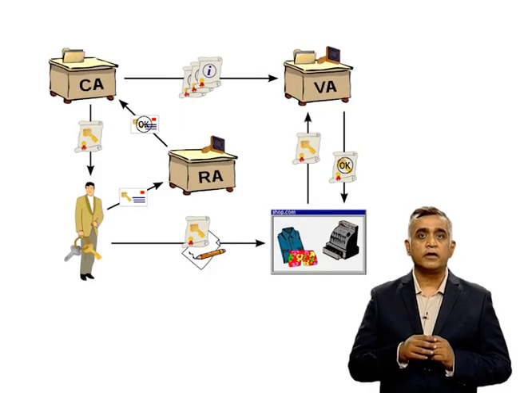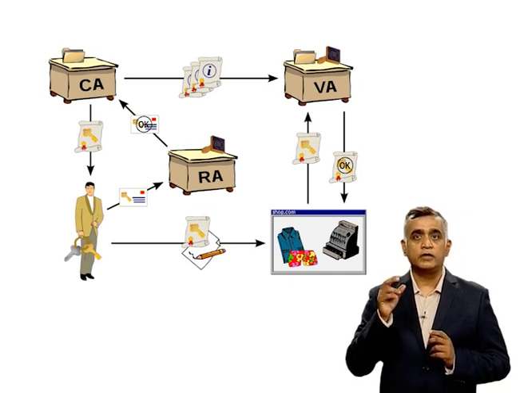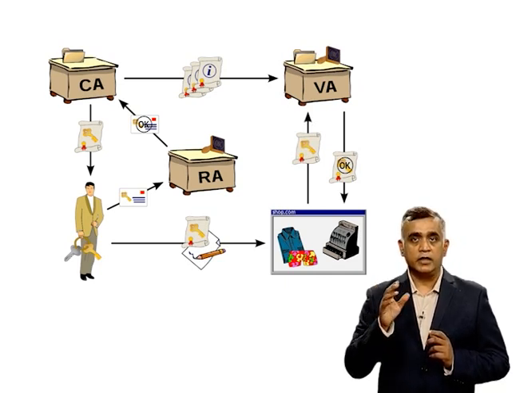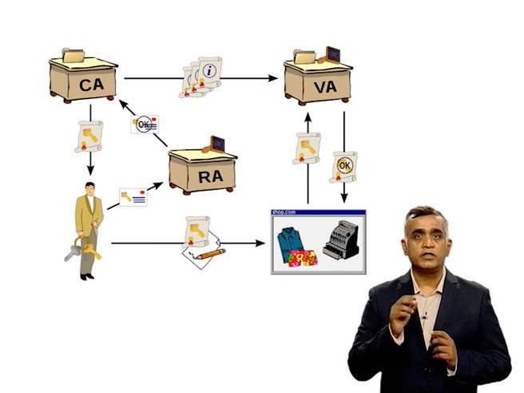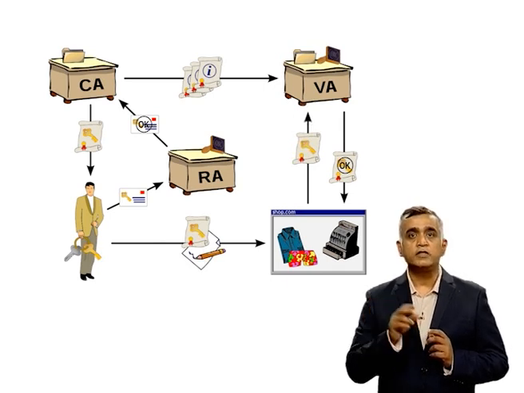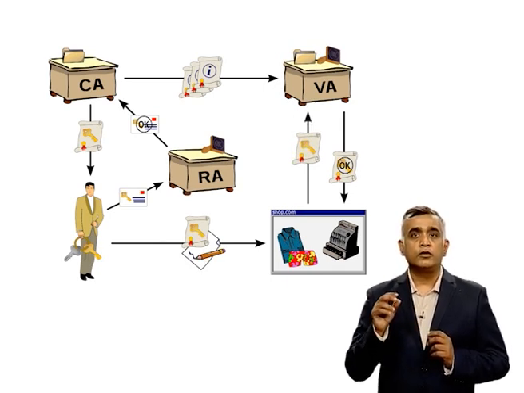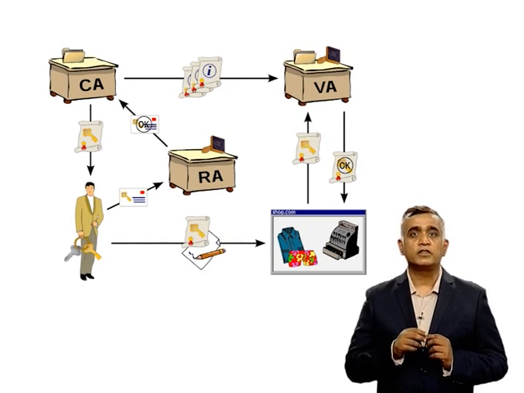Now, here we can see that we have a user that is a subscriber, we have a registration authority and we have a certifying authority. So, the user will basically request a certificate.